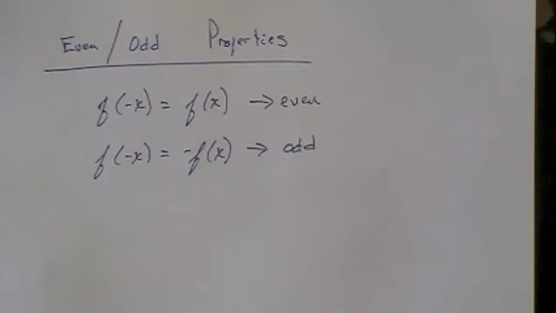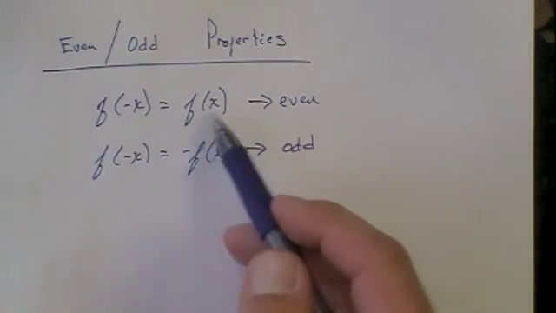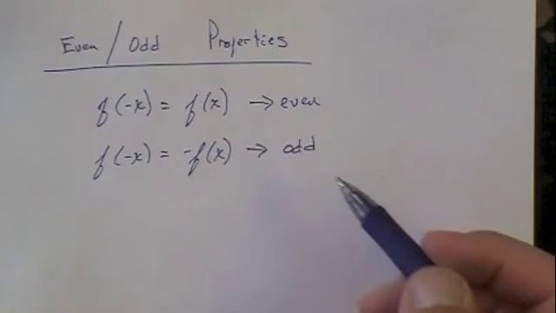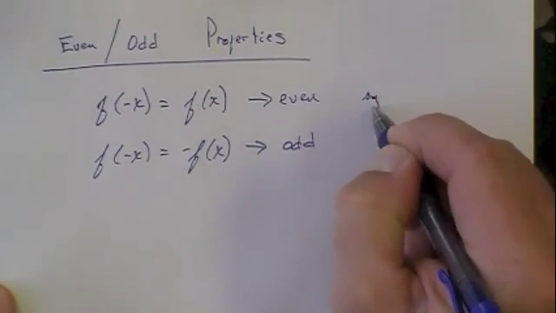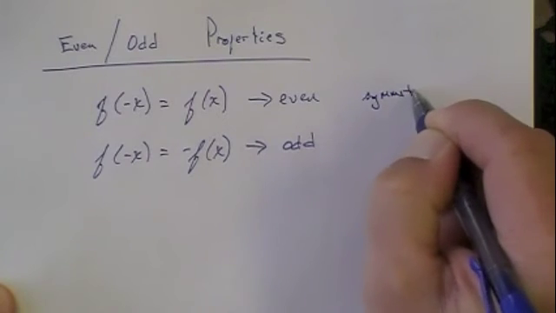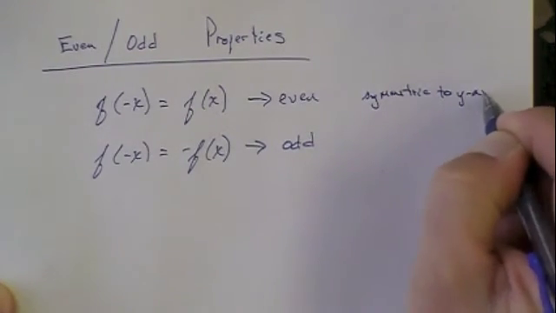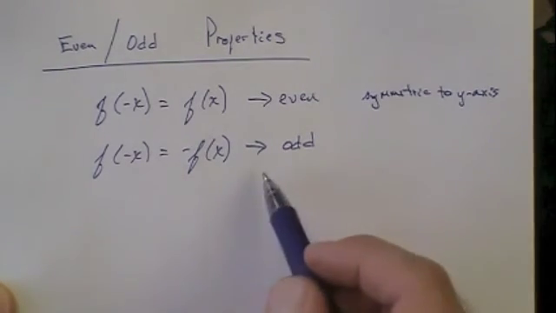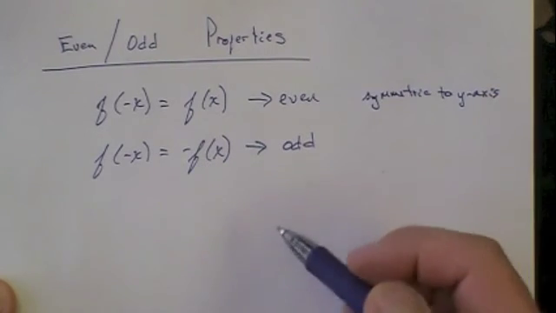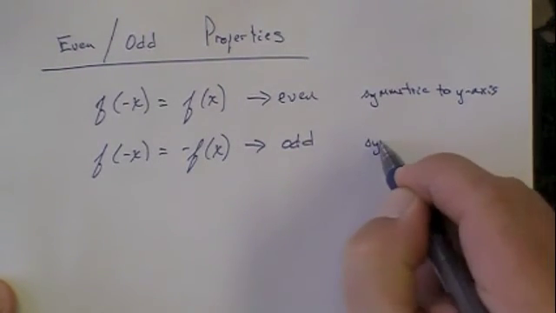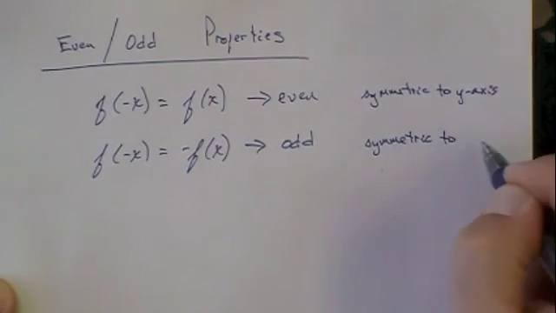Now let's also remember our even and odd properties. If we plug in the opposite of x and we get back our original f of x, then that would be an even function. And remember that would also have symmetry to the y-axis. Now if we have an odd function, when we plug in the opposite of x, we get the opposite of the original. And this time we have symmetry to the origin.